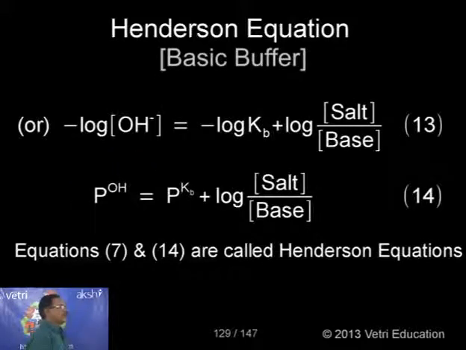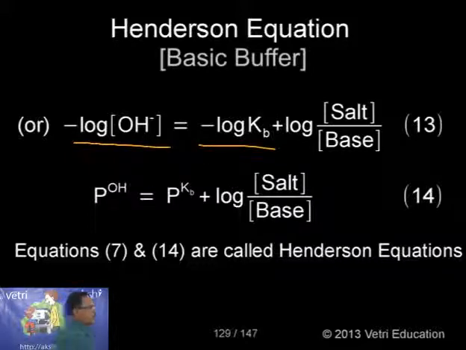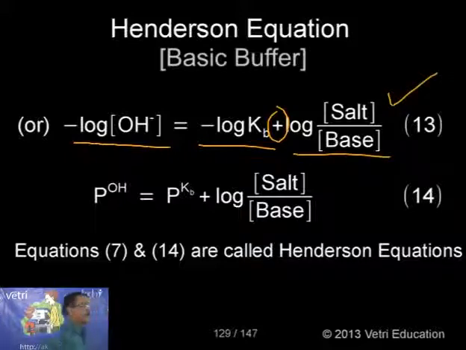So from this, I am rewriting now. Kindly follow. This is the salt now. I am again rewriting minus log OH minus as such, minus log KB as such. But the only thing is, I am now putting a plus, so reversing the salt and base. So salt by base I am bringing. This is equation 13. In the previous equation it was minus log base by salt. So now in this case I am putting plus, so that I am reversing the conjugation of salt and base. Okay, so this is the equation.